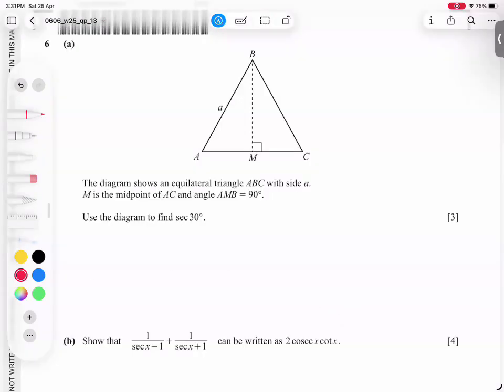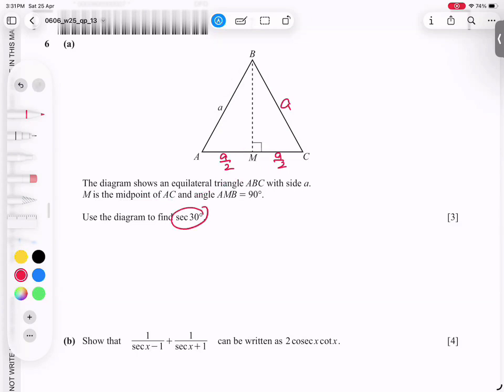Question number 6, students. What question do we have? It shows equilateral triangle ABC. It means all lengths are equal. All lengths are equal. A. So this becomes A by 2. This becomes A by 2. This is A. He's saying M is the midpoint, clearly mentioned.